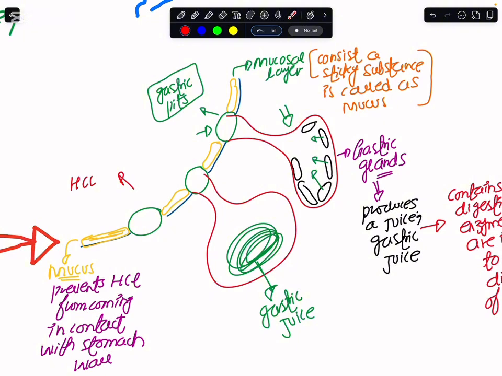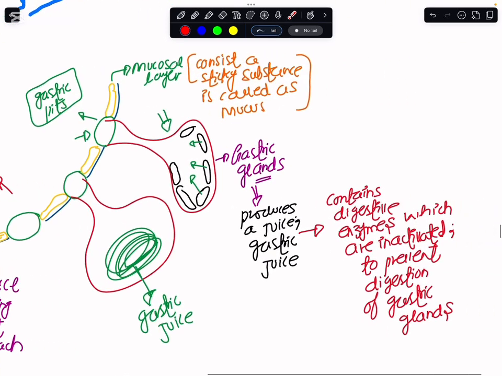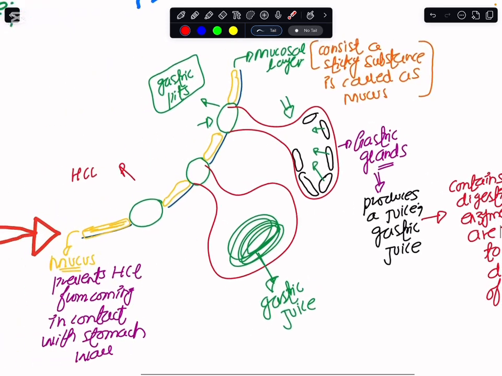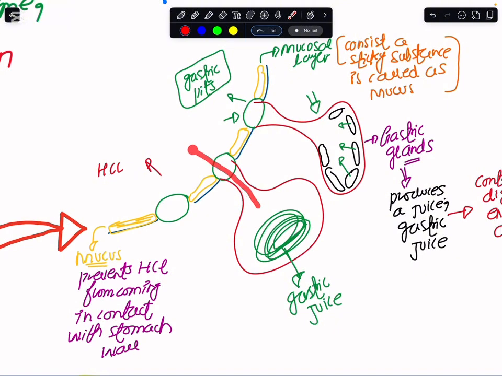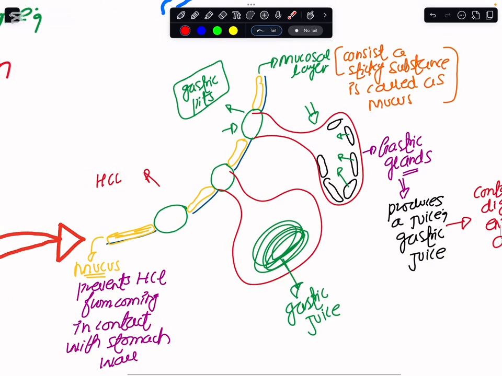So if I were to summarize these points for you, this is the mucosal layer, and it has a sticky substance in it, and that is the mucus. Here we have the gastric glands, and they are making the gastric juice. This gastric juice has digestive enzymes in it, but they are inactivated. The inactivated enzyme that we have in the juice is referred to as pepsinogen. Now we have the inactivated enzyme in the lumen of the stomach. So what would activate it? That would be the acid present here, and the name of the acid is hydrochloric acid.